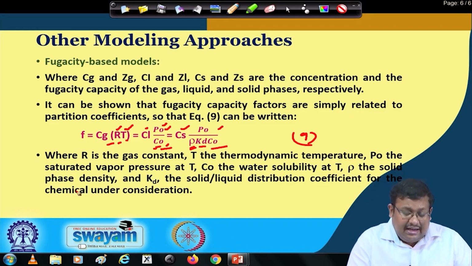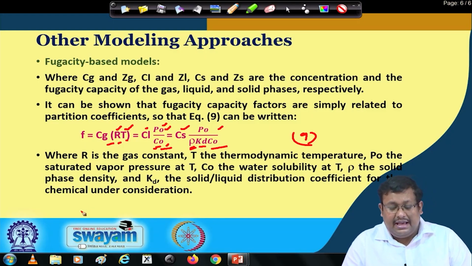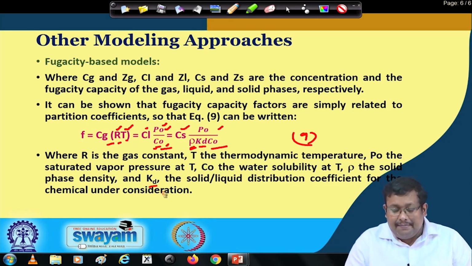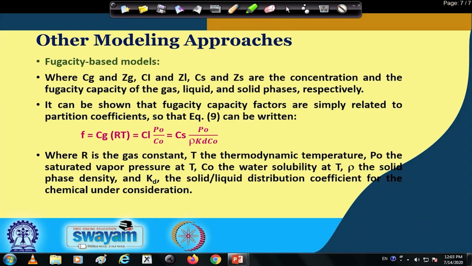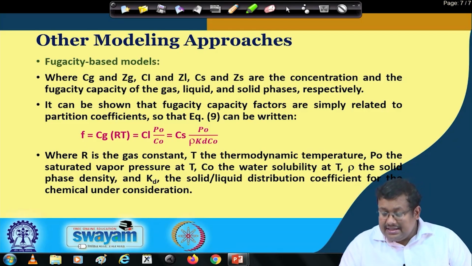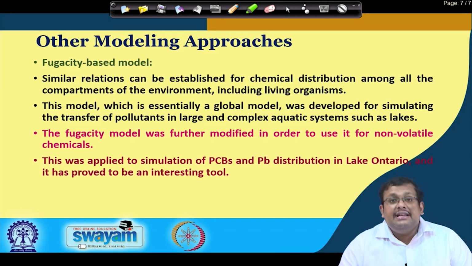So, you can see that this fugacity term can be expressed in terms of different types of partitioning coefficients. For example, Kd is the solid liquid distribution coefficient. This is how we can simplify the fugacity in three different media, for solid, liquid, and gaseous phases. And this fugacity relationship is followed in the fugacity based model, which is generally applied for pollutant transport in the aquatic system.